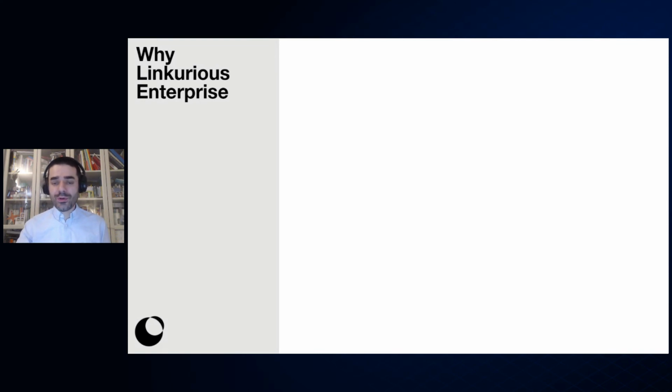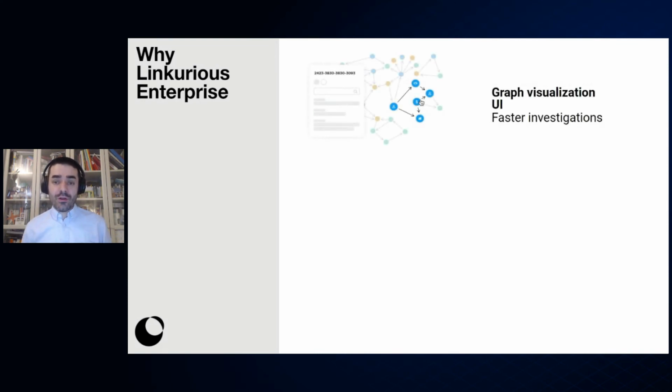There are really three reasons. The first one is the graph visualization UI. With the ability to visualize graph data, it really makes for faster investigations. It becomes possible for anyone to understand the context on a particular client, particular transaction, or really anything. So it becomes easier to uncover suspicious relationships, to understand the structure of a given network, and thus to uncover new insights. So that's the first point.